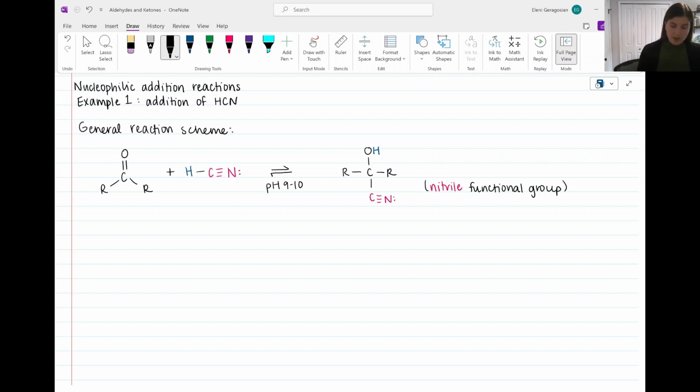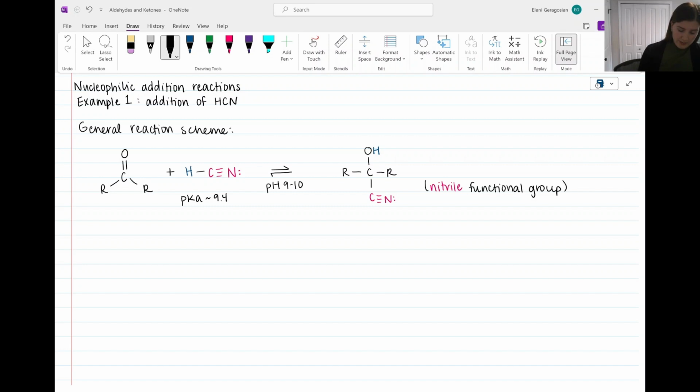Well, it's important to think about the pKa of hydrogen cyanide. So the pKa of hydrogen cyanide is 9.4. So if the pH of the solution is right around the pKa of hydrogen cyanide, that means that the acid, hydrogen cyanide, and its conjugate base are present in solution in equilibrium with each other. So pH of 9 to 10 is slightly basic for water.